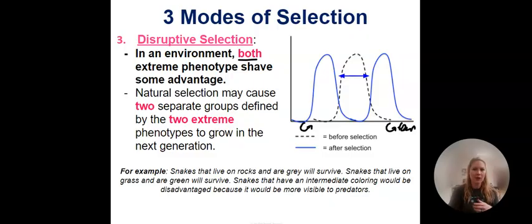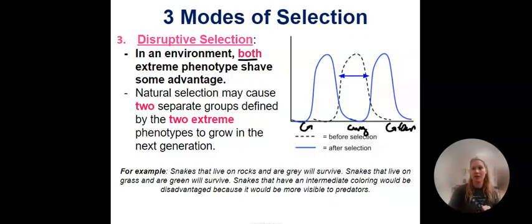But if you're anywhere in between, maybe you're speckled, you have gray and green, you are going to be visible to predators, so you are not going to survive. So in this case, being the average is bad. You're not going to make it. You want to be one or the other. So that is disruptive selection.